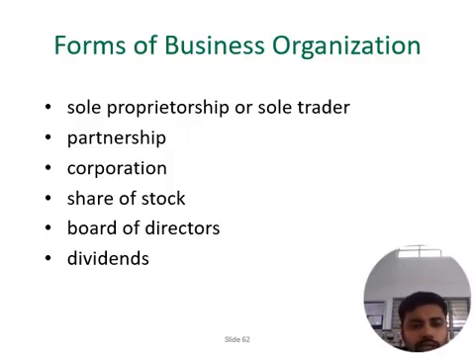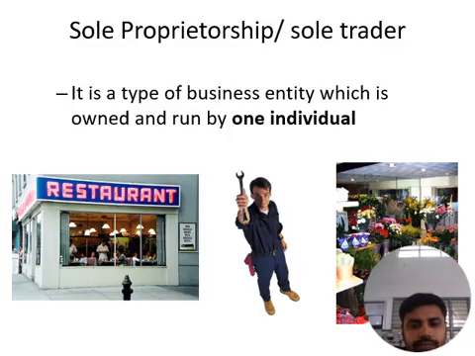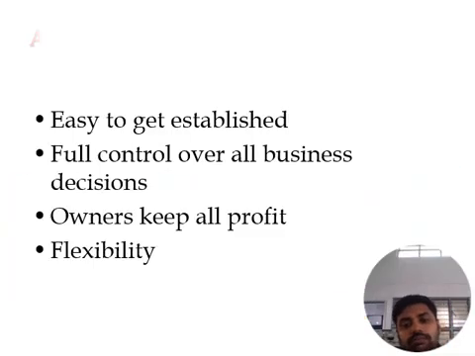Corporation means a group of persons handle the business corporately. There will be shares of stock and shareholders for a company with more members. Then the board of directors and dividends. This we are going to see. Now, sole proprietorship is a type of business or entity which is owned and run by one individual.